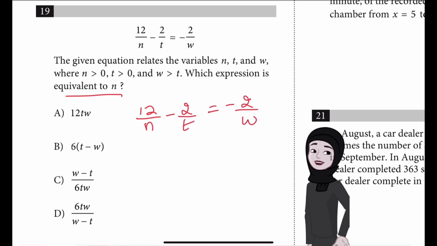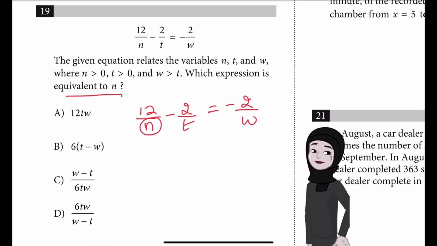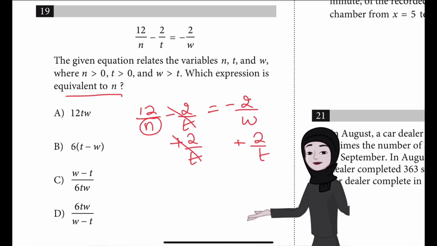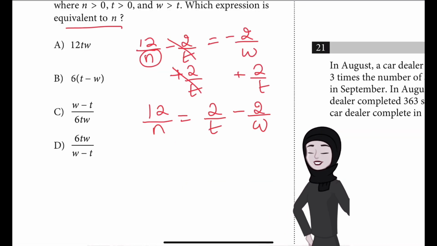At the moment we have 12 divided by n minus 2 divided by t is equal to negative 2 by w. So we have to perform all the inverse operations in such a way that only n is left on the left hand side of the equation. To do that, we can start off with adding 2 by t on both sides of the equation. That way the negative 2 by t will get cancelled and on this side you will have 2 by t minus 2 by w.